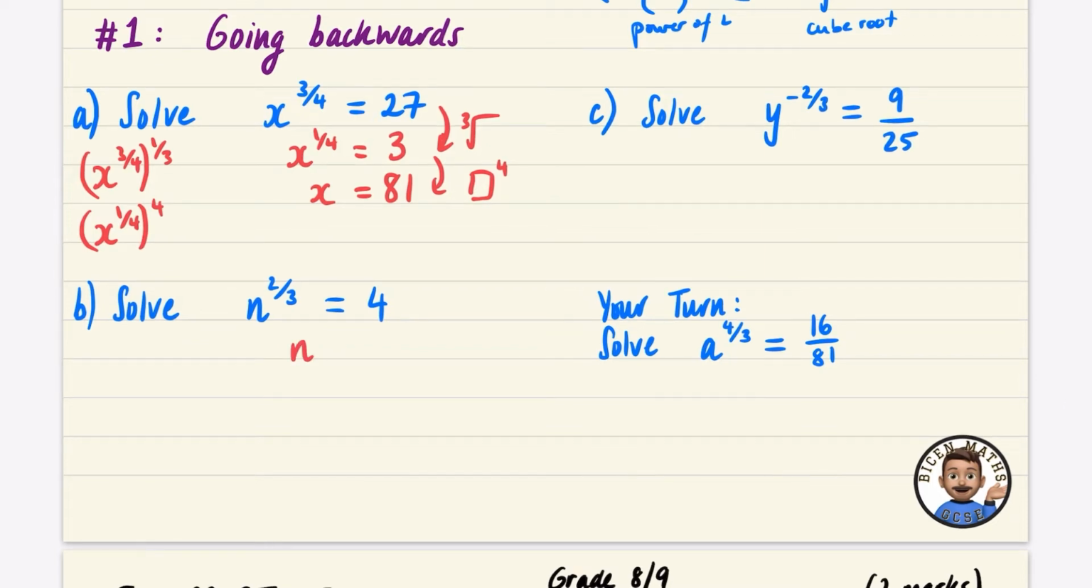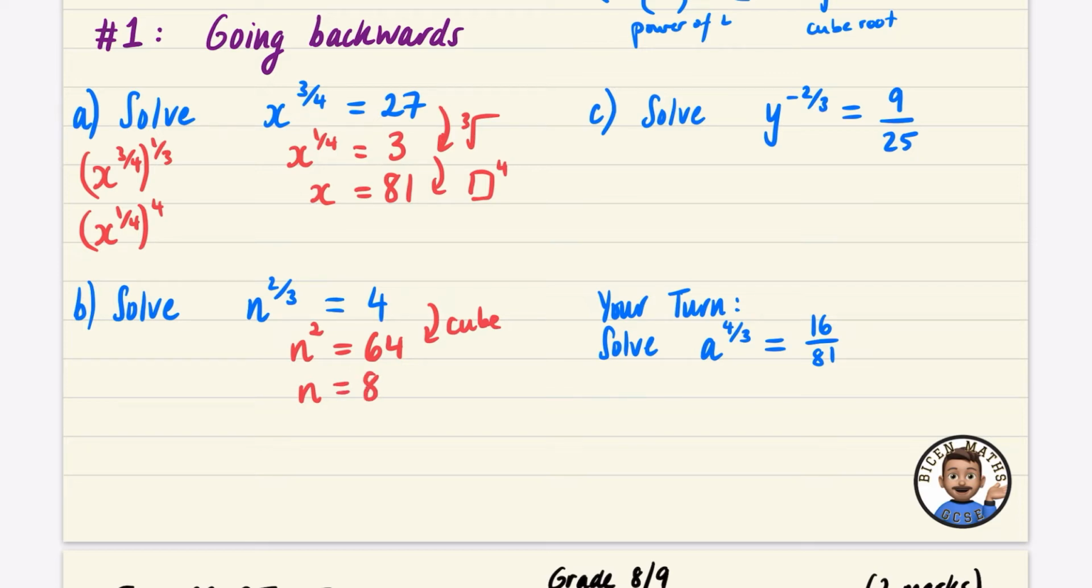I could also square root both sides if I wanted to first to get rid of the 2, but I'm going to get rid of this 3 because I think it's going to keep it quite small. I'll just show you there's a different approach. So I'm going to cube both sides, which gives me 64, and that's n squared, because when I cube this side, I go from 2 over 3, I times it by 3, and I get 2. And then I'm just going to square root both sides, and I get 8.